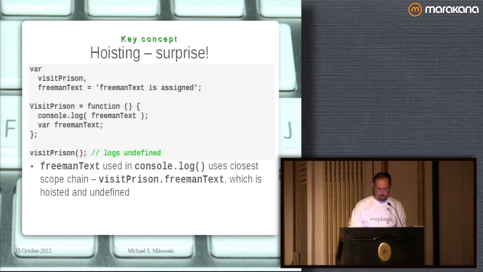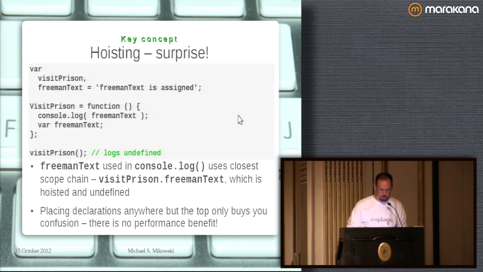A lot of people get burned by this one. So bottom line, guys, put your declarations of all variables at the top of your functions and you won't be thrown for a loop.